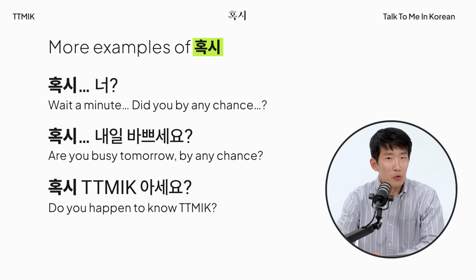And then you're not sure whether this other Korean learner knows about Talk to Me in Korean. You say 혹시 Talk to Me in Korean 아세요? 혹시 Talk to Me in Korean 아세요?